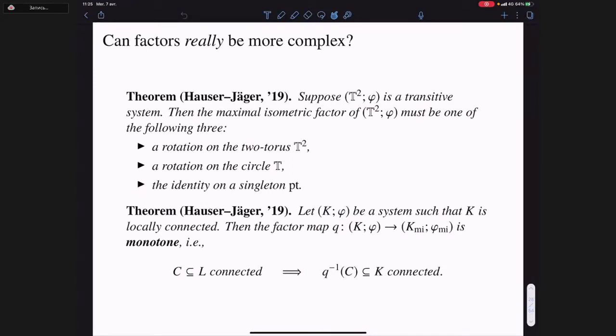So the statement is, if you have a dynamical system on a space that is not completely arbitrary, it has a nice topology in the sense that it is locally connected, so every point has a neighborhood base of connected sets, then the factor map onto this maximal isometric factor is monotone, which means that if you take pre-images of connected sets, they remain connected. Okay, and somehow they can use this property to prove, using very topological methods, that the maximal isometric factor indeed does not get more complicated.